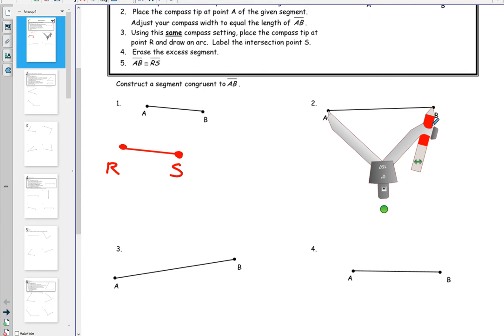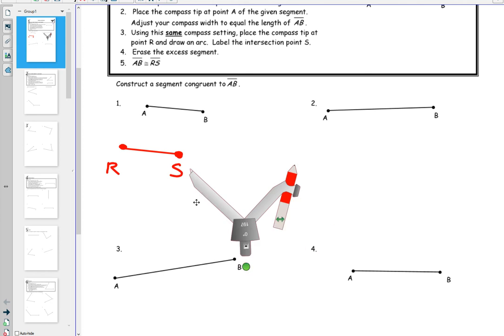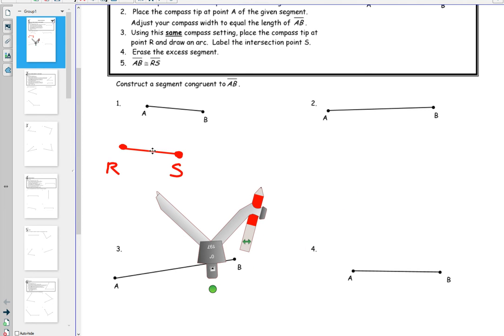Okay, so if you're watching on the board, so I measure that distance. Just so you can see the first one and see if they end up being the same. It looks a little bit off, but that's pretty close.